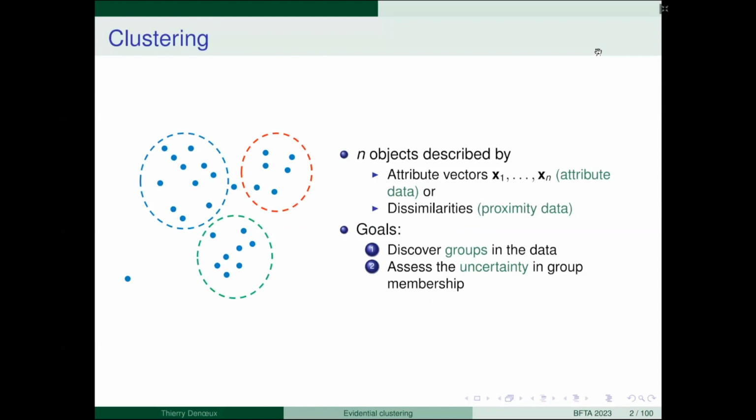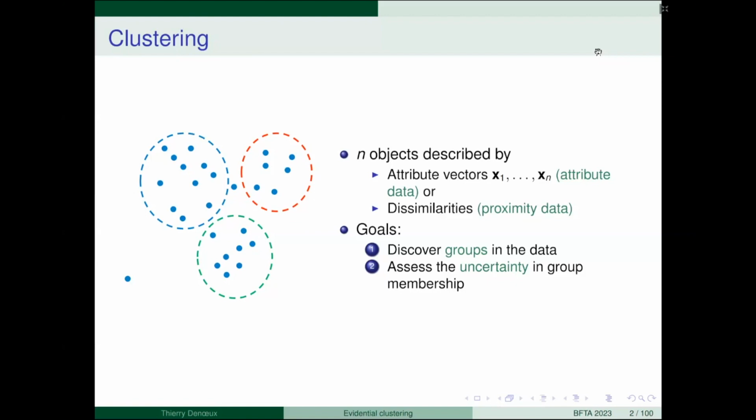And its objective is to discover groups in data. So we have a data set, which may be a set of feature or attribute vectors. Okay, we say that this is attribute data. Or sometimes we only have dissimilarities between the data. So we have a matrix of dissimilarities. Dissimilarity means basically the same thing as distance, okay? Except that we don't require so many axioms to be a distance. So sometimes the data are like that, and we say we have proximity data or dissimilarity data.